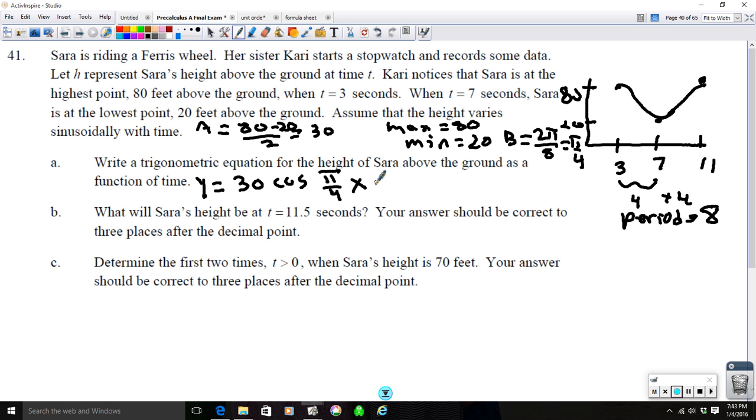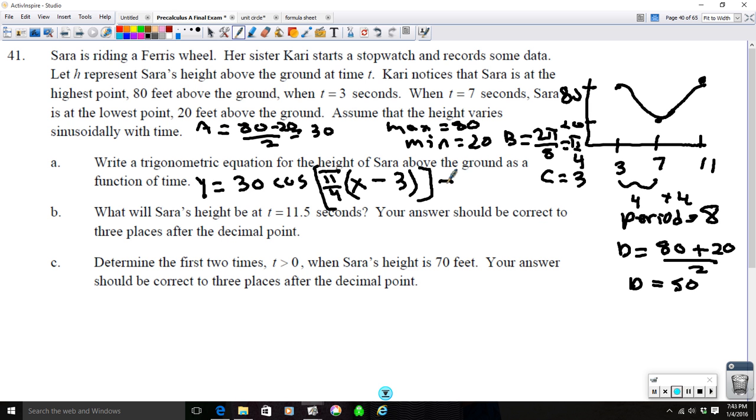X. We have a phase shift because this x value c starts at 3. You have to watch parentheses here, so you really need a double set of parentheses. And then plus d. D is going to be equal to max, which is 80, plus min, which is 20, divided by 2. 100 divided by 2 is 50. So this has got an A, a B, a C, and a D in it.